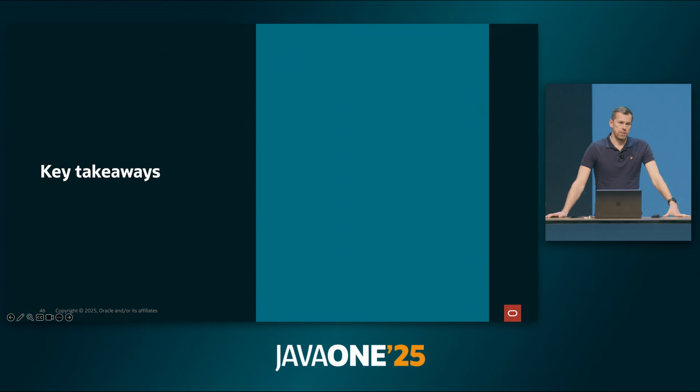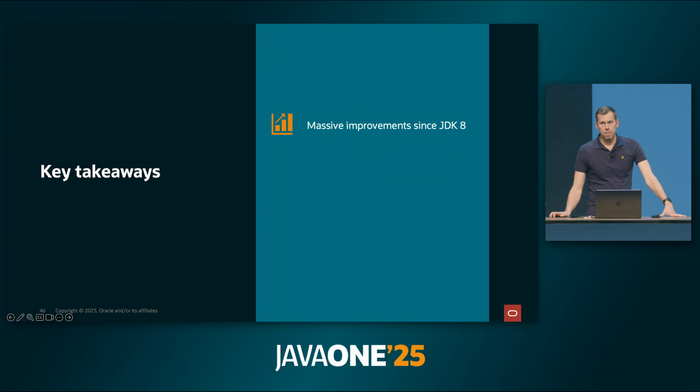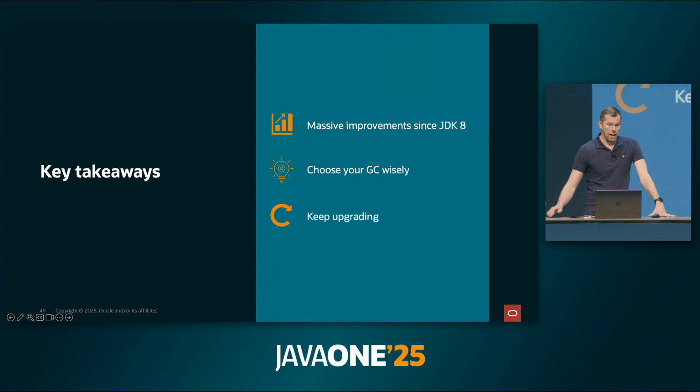So the key takeaways from this presentation. There have been massive improvements since JDK 8. And if you're still on JDK 8 and have the opportunity to upgrade, I really encourage you to do so. Also, choose your GC wisely. Depending on your use case, the GC you're using can really affect the performance, both good and bad. So really make sure you use the collector most suitable for your workload. And then last, keep on upgrading. Once you move past JDK 8, upgrading to a new release is often not that hard, and you can enjoy all the new things that we do to the Java platform.